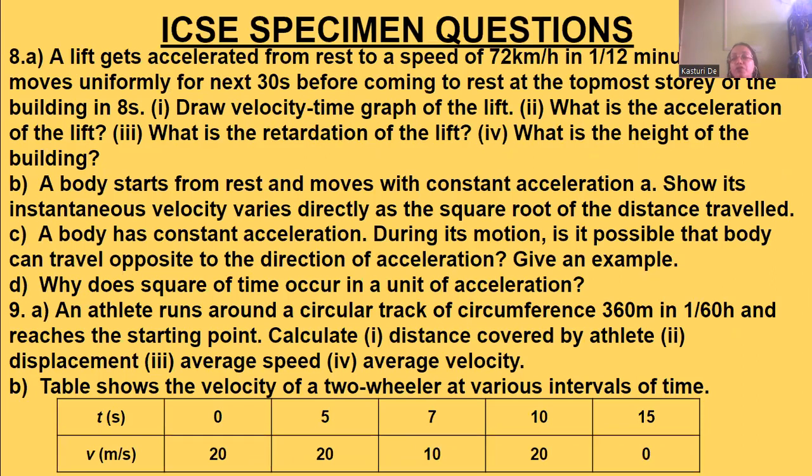The table shows the velocity of a two-wheeler at various intervals of time. At t equal to 0, v is equal to 20 meters per second. For the next 5 seconds, it moves again at 20. Then at 7 seconds, it moves to 10 meters per second. Then at 10 seconds, it moves at 20 meters per second. Then at 15 seconds, its velocity becomes 0. Okay, so this is the data for the two-wheeler.